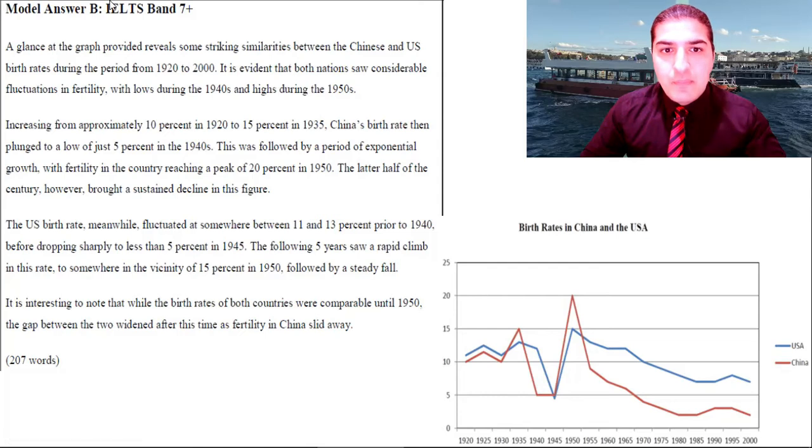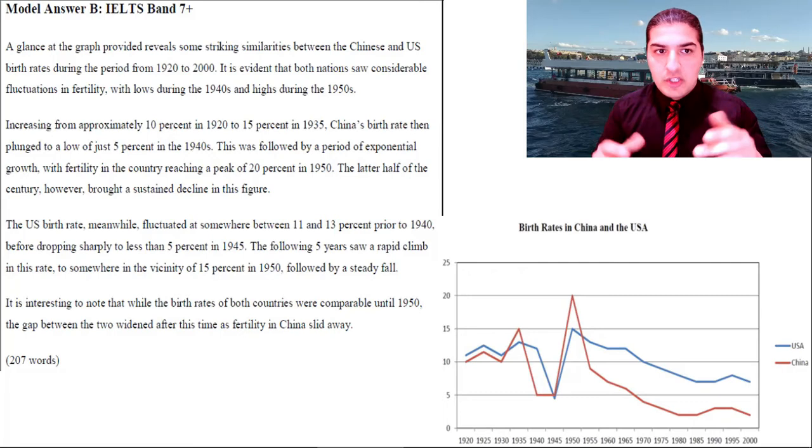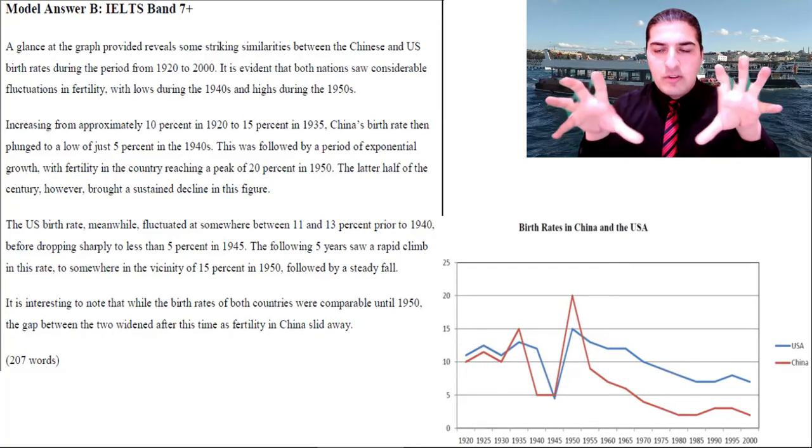It is evident that both nations saw considerable fluctuations in fertility with lows during the 1940s and highs during 1950s. So, made a very good opening with the introduction, maybe rephrasing the task and delivering information. And at the same time, you know, mapped the whole trend.